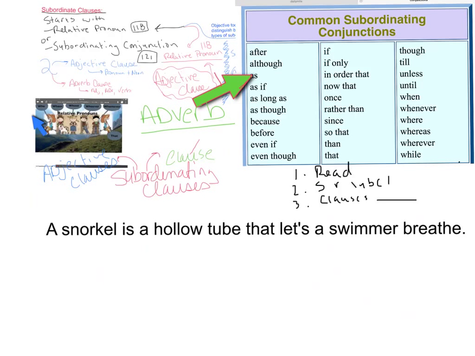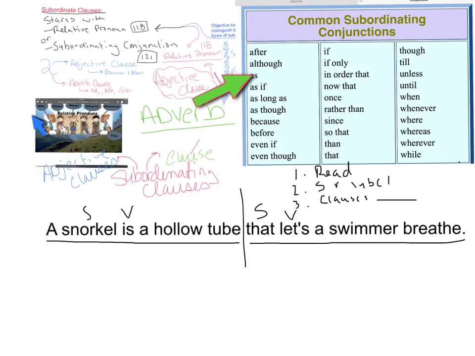Right away I see the word "is," so I know that's a verb. What is snorkel? A snorkel is a what? A hollow tube. So I know a snorkel is a hollow tube. Now I want to be very careful. In this case, the relative pronoun "that" is my subject, which is interesting. "That lets a swimmer breathe." So I've got two clauses. We've already told you, you always look at the first set of words: "a snorkel" and "that." So those are my two words.